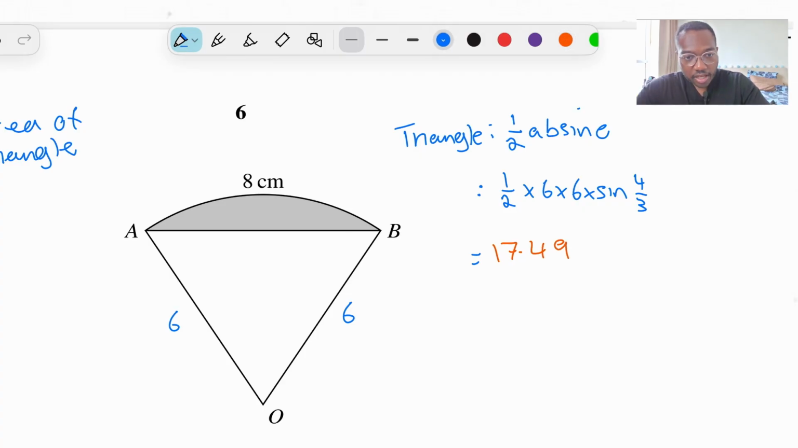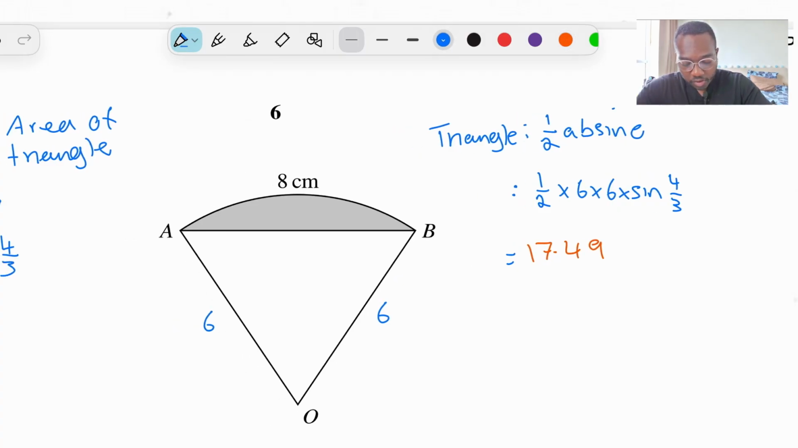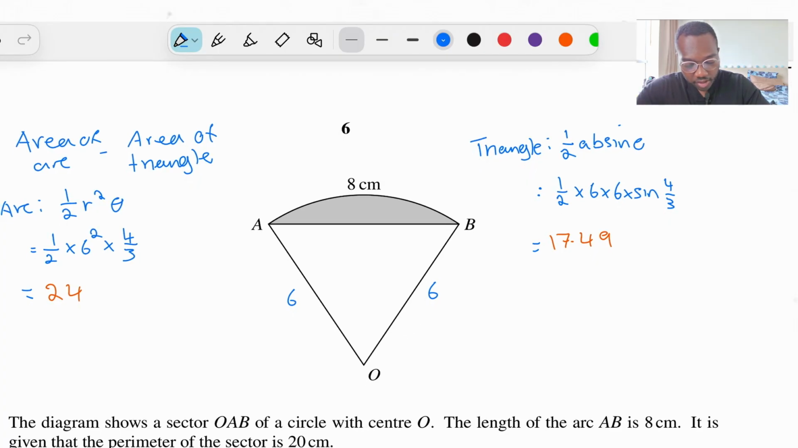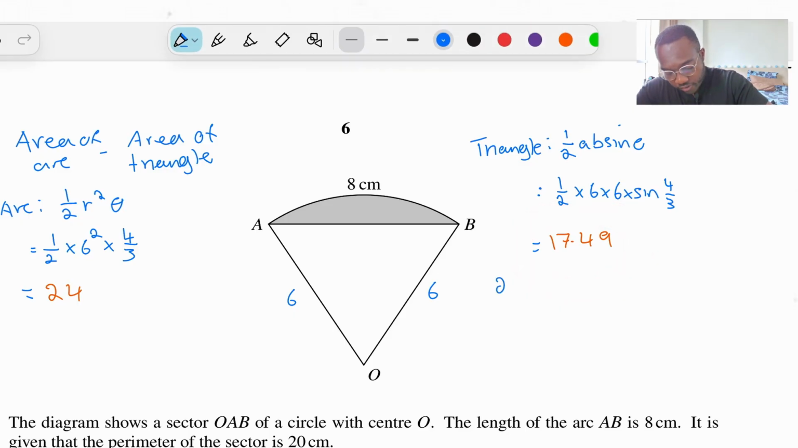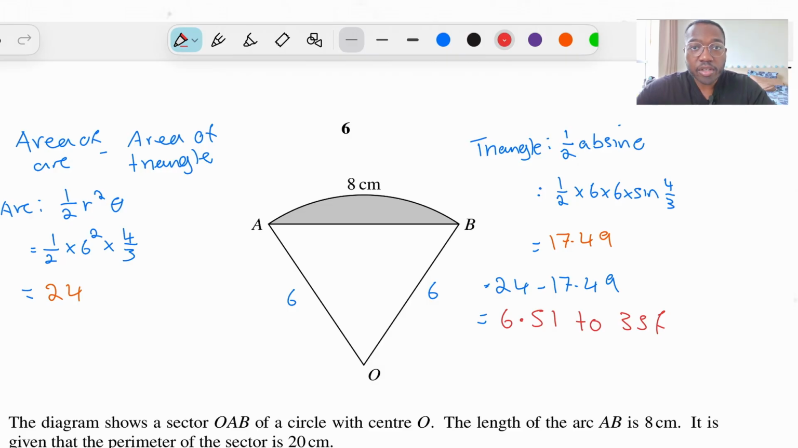Once we know that, it's fairly simple. We've got the area of both now. We've got the area of the arc, which was 24, and the area of the triangle, which was 17.49. Therefore, we just need to do 24 minus 17.49, and to three significant figures, you will get 6.51. So, yeah, that'll be the answer, 6.51.